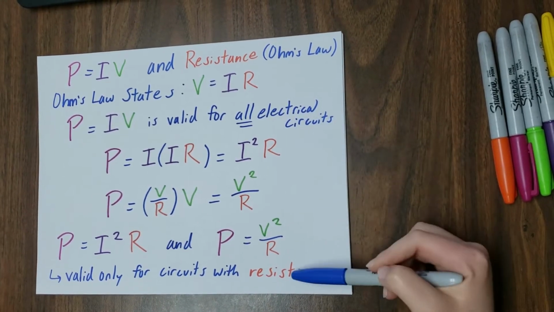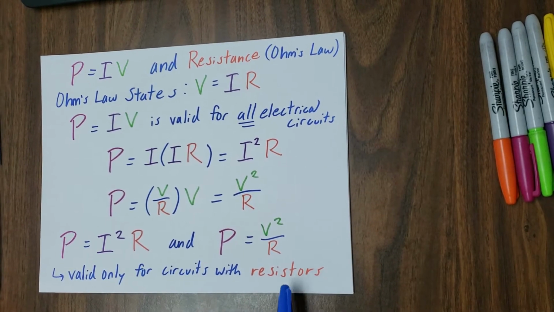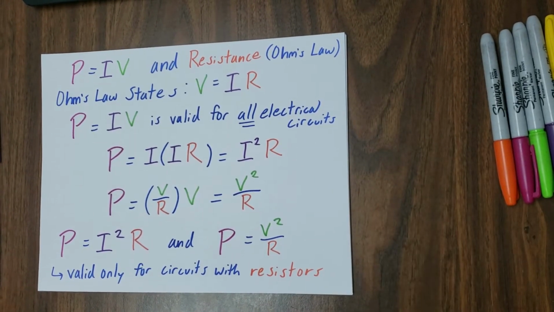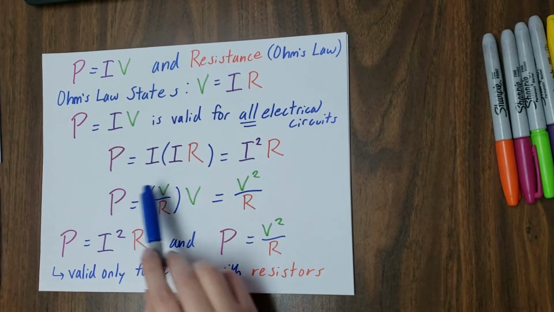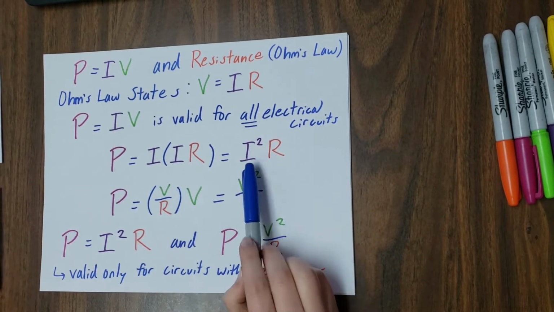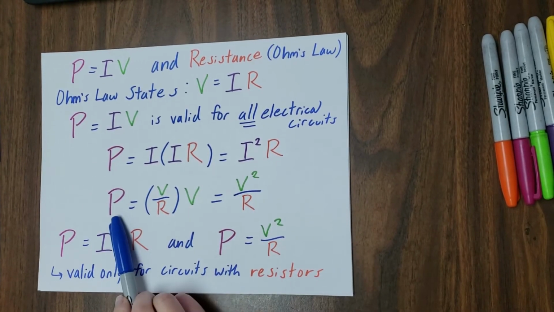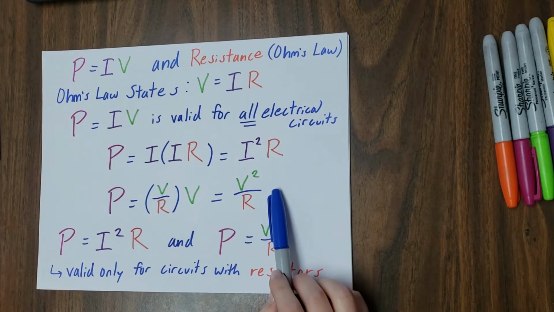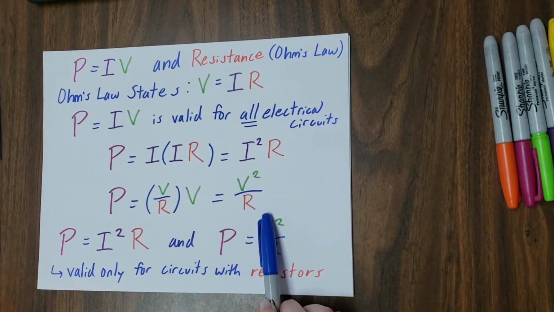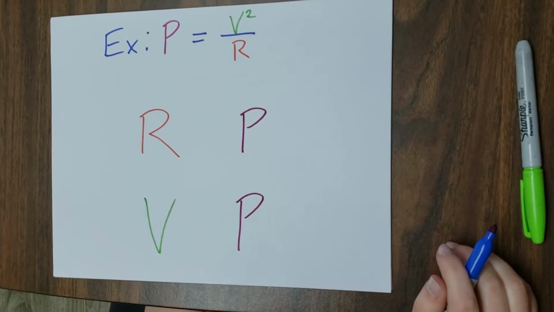But these equations, which we will derive using Ohm's law, are valid only for circuits with resistors, which follow Ohm's law. So these equations that I derived are that the power is equal to the current squared times resistance, also that the power is equal to the voltage squared divided by resistance. Different insights can be gained from these three different expressions for electric power.